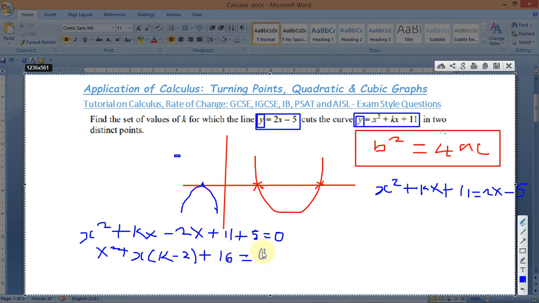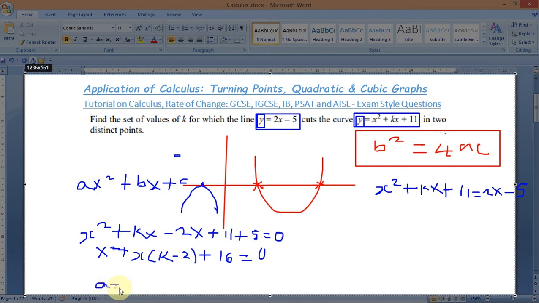So I can now apply my formula, b squared. Don't forget, generally you have ax squared plus bx plus c. This is the algebraic expression for a quadratic function. Where a is the coefficient, here this is my a based on the equation I have here. My a is 1, my b is the coefficient of x, so my b is k minus 2, my c is 16. Okay, so let's go ahead and substitute now.